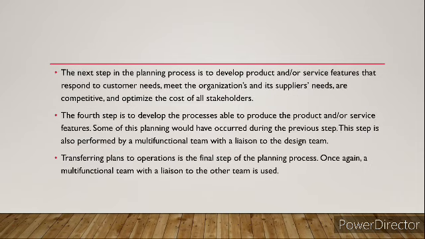The next step in the planning process is to develop product or service features that respond to the customer needs, meet the organization's and its suppliers' needs, are competitive, and optimize all the costs of all stakeholders. This step typically is performed by a multifunctional team. Quality function deployment, quality engineering, and quality by design are some of the approaches that can be used. The fourth step is to develop the processes able to produce the product or service features. Some of this planning would have occurred during the previous step.